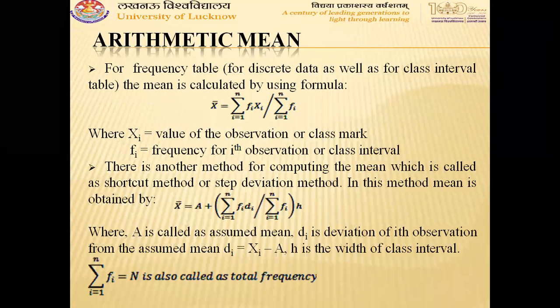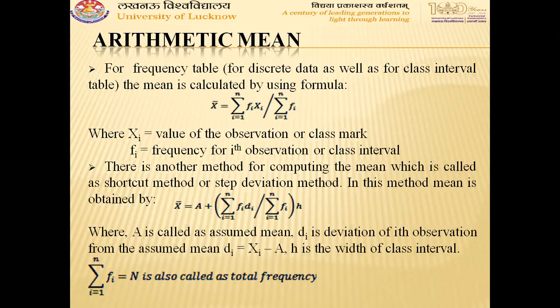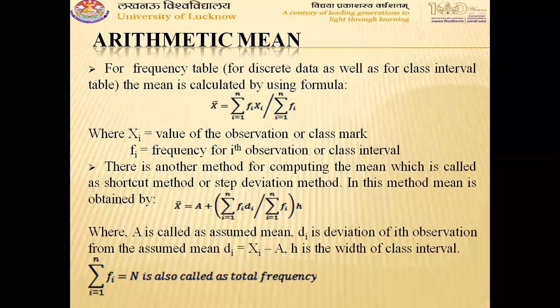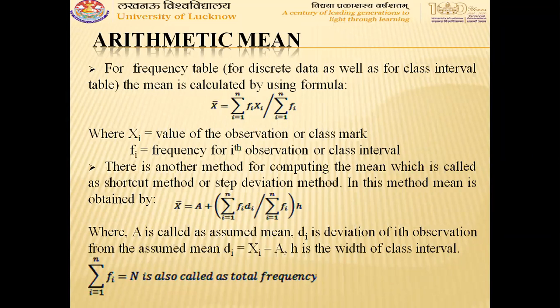If data is arranged in the form of a frequency table for discrete data or for class interval data, then the mean can be obtained by using the formula x bar equals summation fi xi divided by summation fi. Summation fi is called the total frequency, where xi is the value of observation for discrete data, or it is called the class mark for class interval data. Fi is the frequency of the ith observation in case of discrete data, and it is the frequency of the ith class interval in case of class interval data.